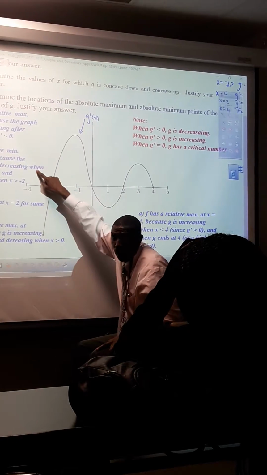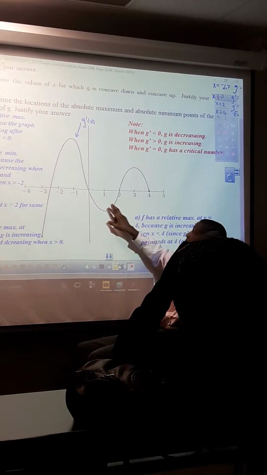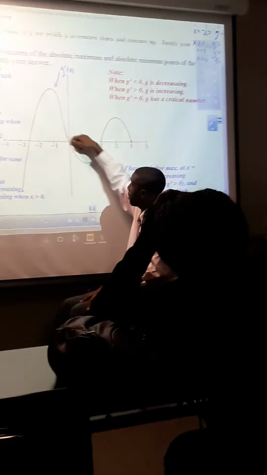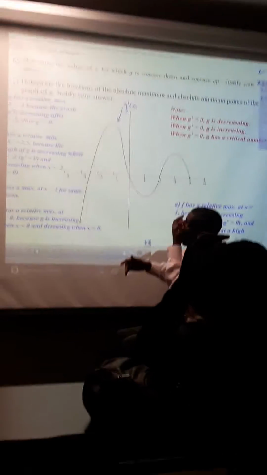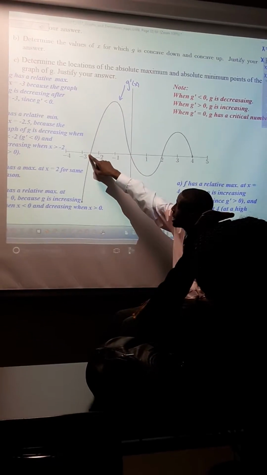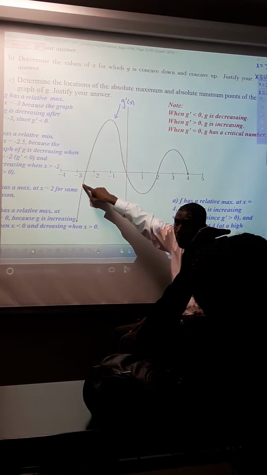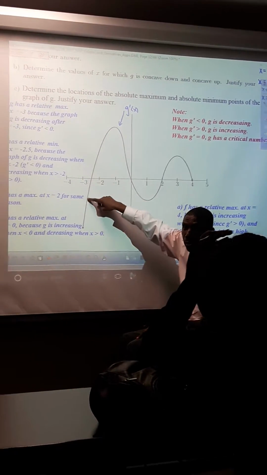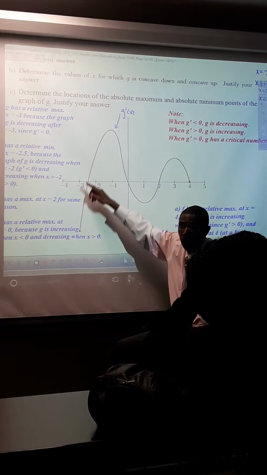That's a local minimum. Decreasing, then turns, and increasing. When a graph decreases, then turns and increases, that's a local min. So G has a local min when x is equal to -2.5, because G prime is negative and then becomes 0, then becomes positive, indicating that G is decreasing, then turns, then increases.